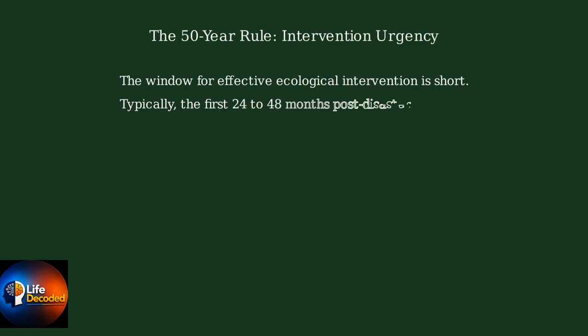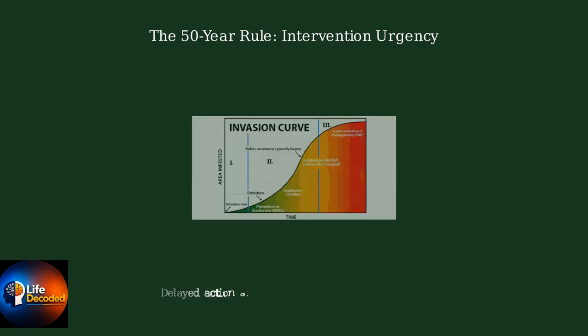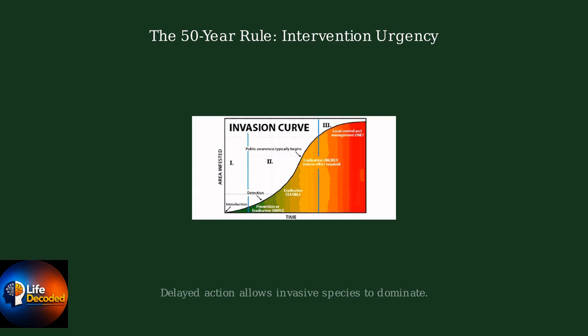Ecological recovery follows a strict timeline. The 50-year rule emphasizes that the most effective window for human intervention occurs within the first 24 to 48 months following a natural disaster. If we wait too long, invasive species often take root.